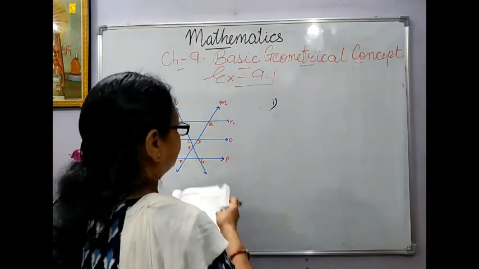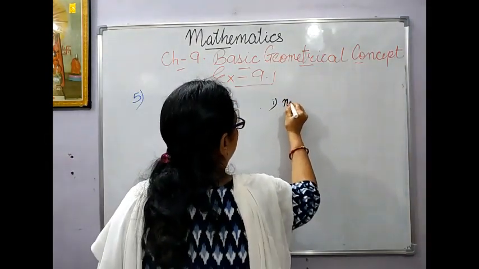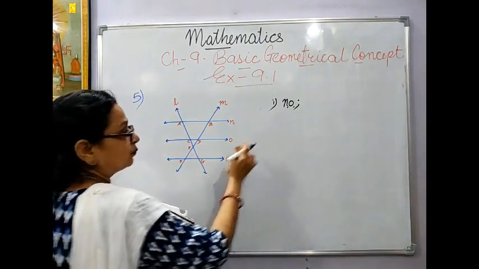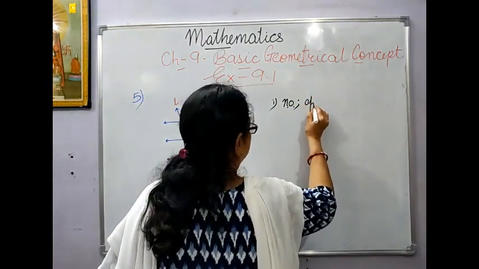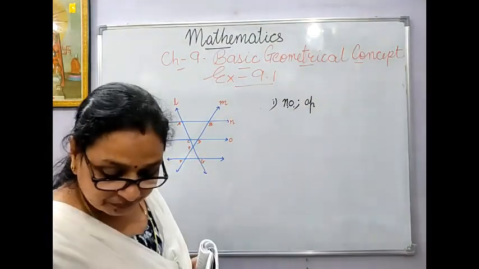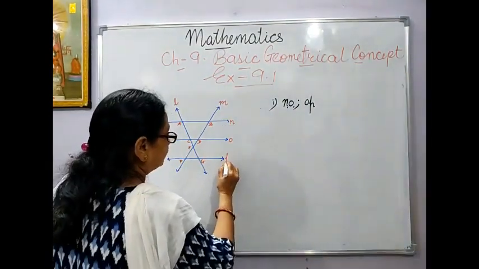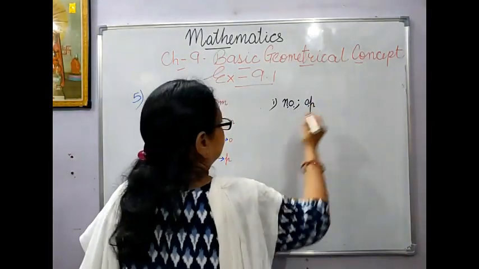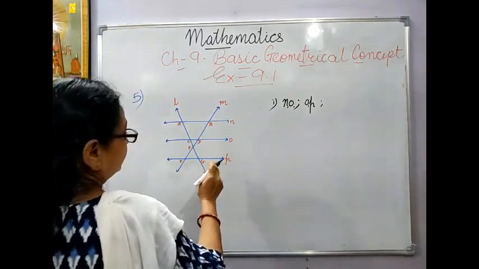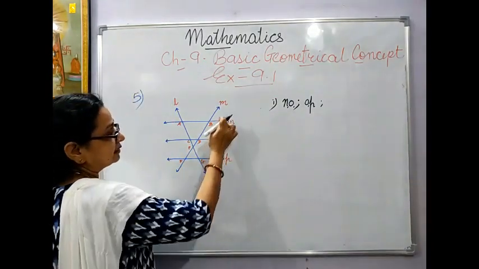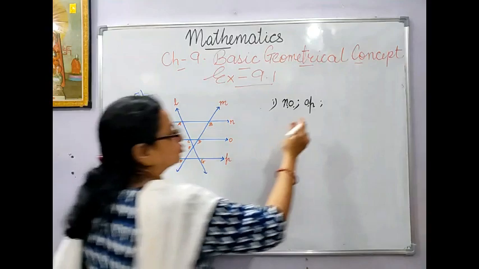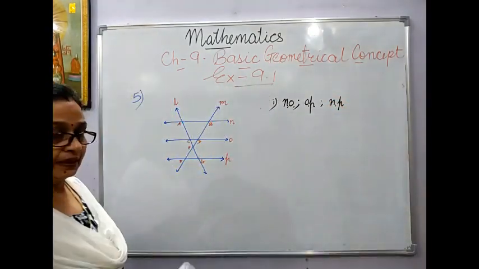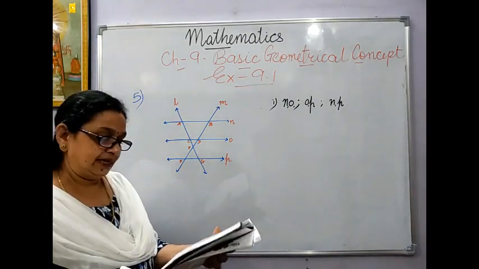It will be your NO. Then the second will be this OP. And another one, these are also parallel, NP. So your third one will be NP. Clear? So these are your parallel lines.